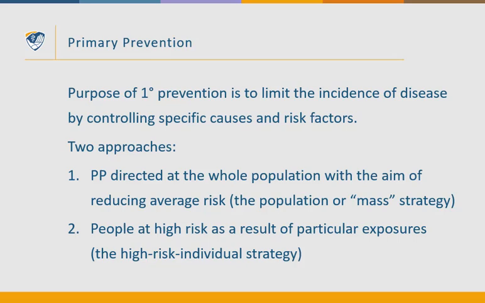Primary prevention. The purpose of primary prevention is to limit the incidence of disease by controlling specific causes and risk factors. Two approaches: number one, primary prevention directed to the whole population with the aim of reducing average risk. This is the population or mass strategy. Number two, people at high risk as a result of particular exposures. This is the high risk individual strategy.